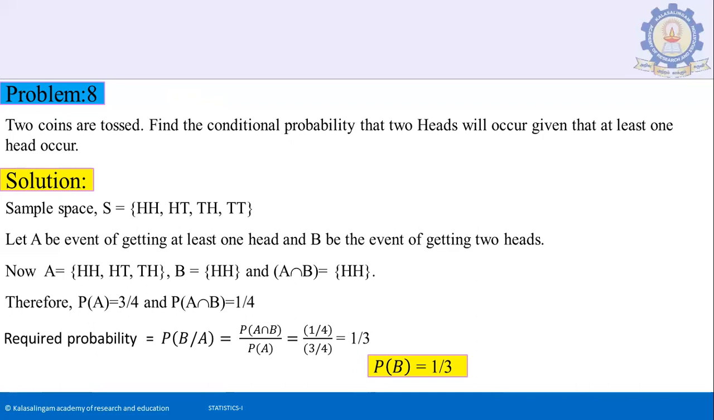Now the required probability of B given A is equal to probability of A intersection B divided by P of A. It is 1 by 4 divided by 3 by 4. We get 1 by 3.